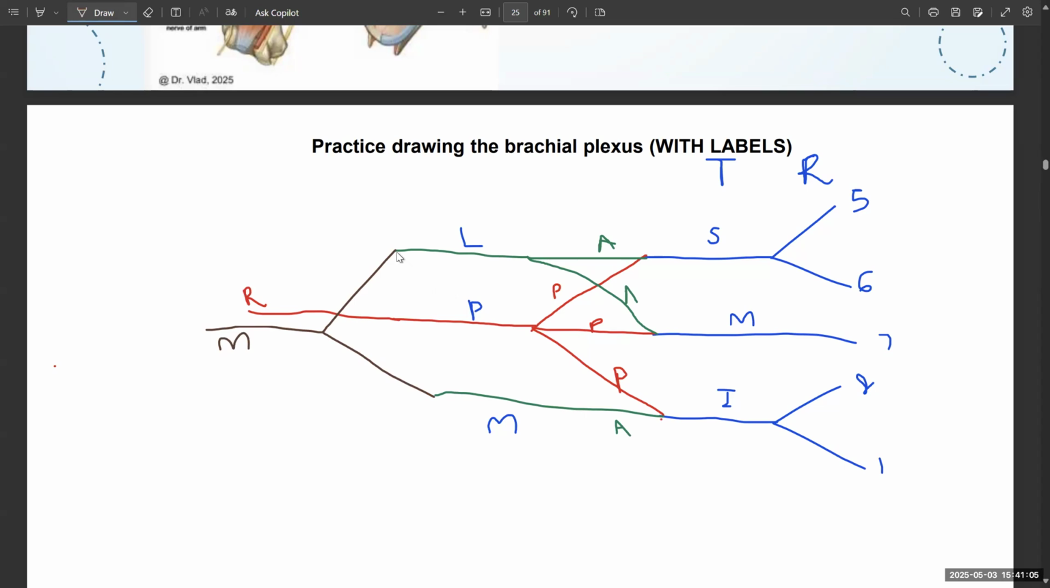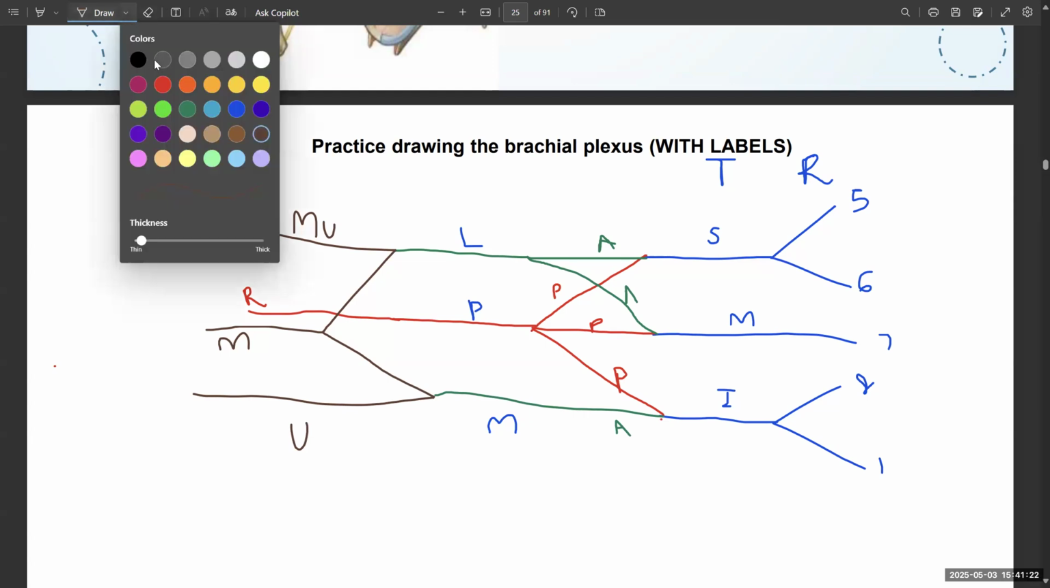And now you extend the lateral cord straight ahead. This is the musculocutaneous, okay? And then you extend the medial cord straight ahead, and then you get the ulnar nerve. Voila, you have drawn the brachial plexus. Congratulations. Now we shall label. Okay, I'm going to use black.